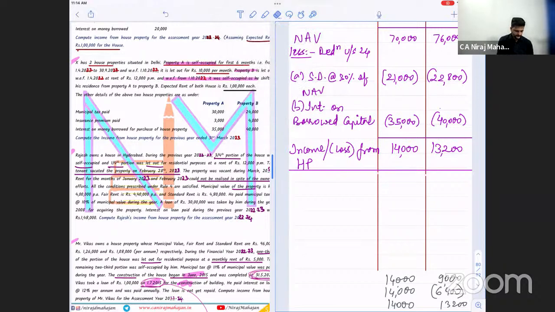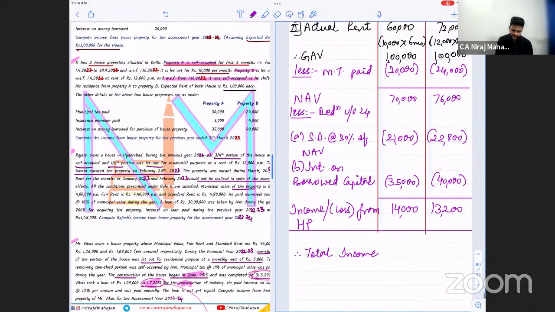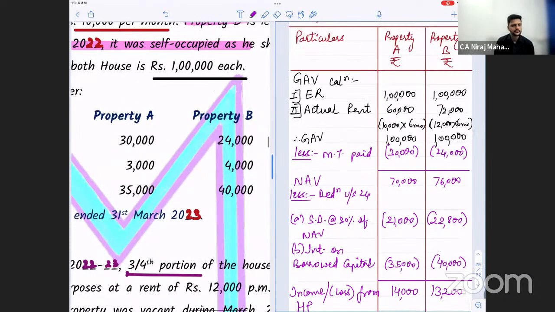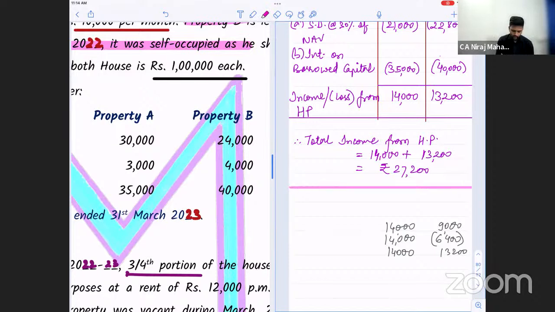Good. Nitin got the correct answer and Mansi also. I'm telling you, don't take tax lightly. Municipal tax I have taken as 30 and 24. What is the problem with that? It is given here, so why will I not take it? Therefore, total income from house property is 14,000 plus 13,200, 27,200. Fantastic.